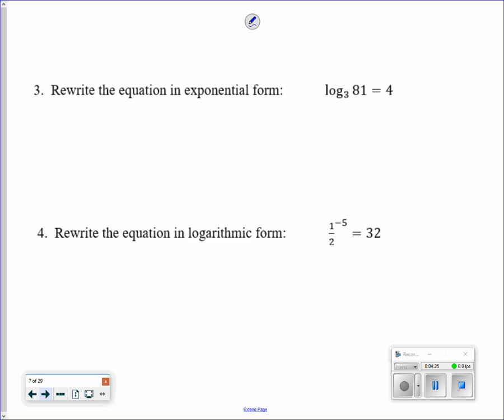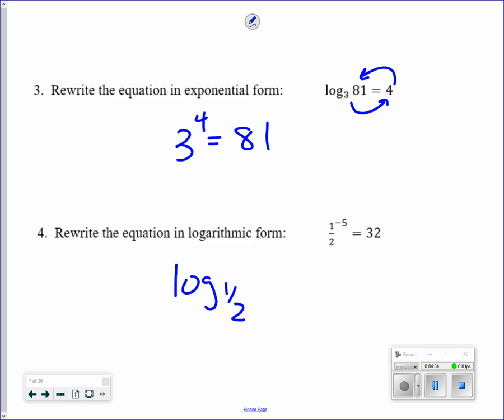Rewrite the equation in exponential form. This is the spiral technique. 3 to the 4th equals 81. So going the opposite direction, now I have a base of 1/2, exponent of -5, value of 32. So putting something in logarithmic form.